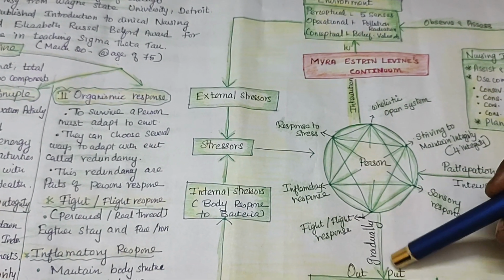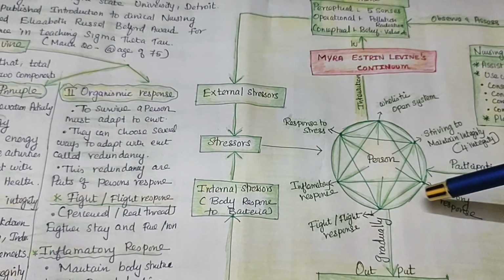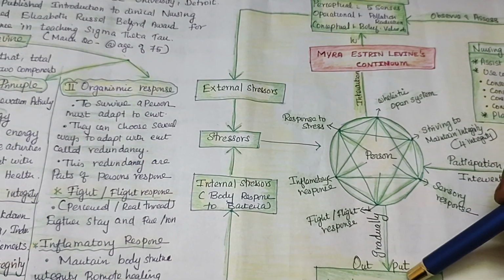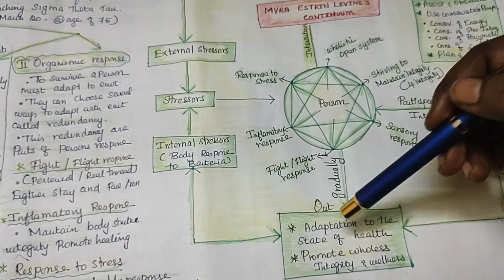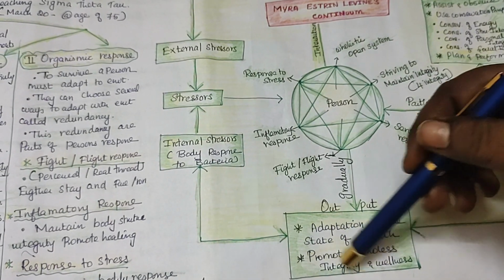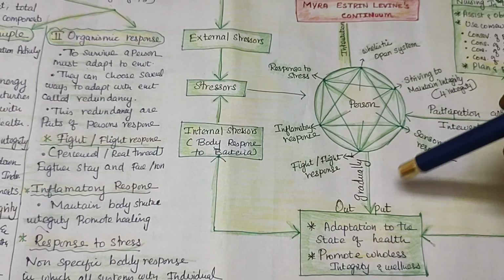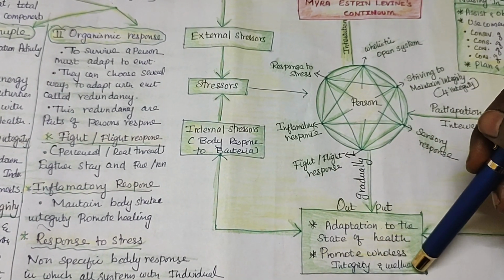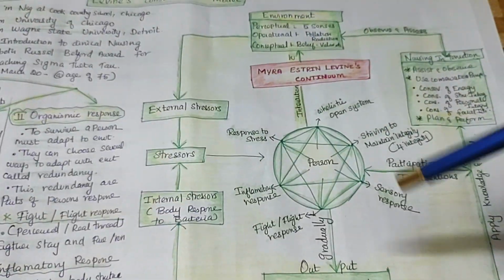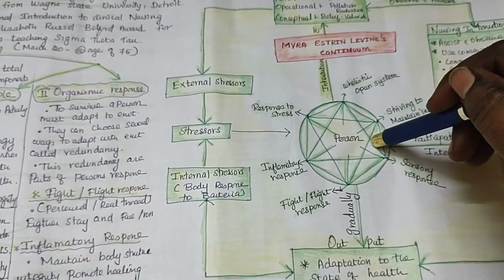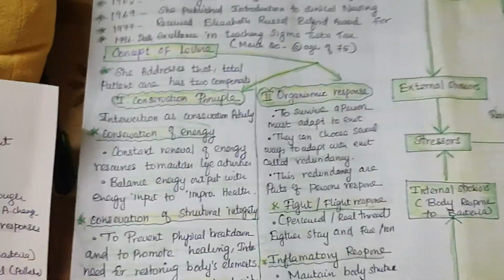And help him to fight with this environment. Gradually, if the intervention is good with your scientific knowledge and help, this individual's outcome will be good. What is the outcome continuum telling? The adaptation to the state of health. He will promote his wholeness, integrity and wellness. She is telling that's the health. So it will be helpful for him to adapt. Whatever concept she told, I put into this continuum. So she is talking only about two things regarding nursing intervention.